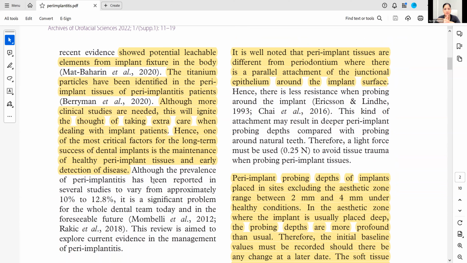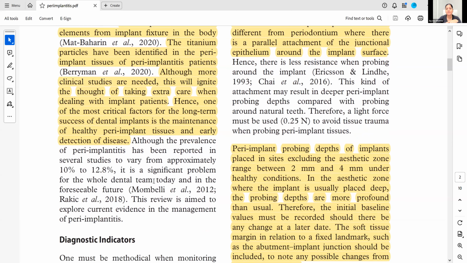peri-implantitis or peri-implant diseases. There is also recent evidence showing potential leachable elements from the implant fixture in the body. Titanium particles have been identified in the peri-implant tissues of peri-implantitis patients. Although more clinical studies are needed, this will further ignite the thought of taking extra care when dealing with implant patients. Hence, one of the most critical factors for the long-term success of dental implants is the maintenance of the peri-implant tissues and early identification of the disease.